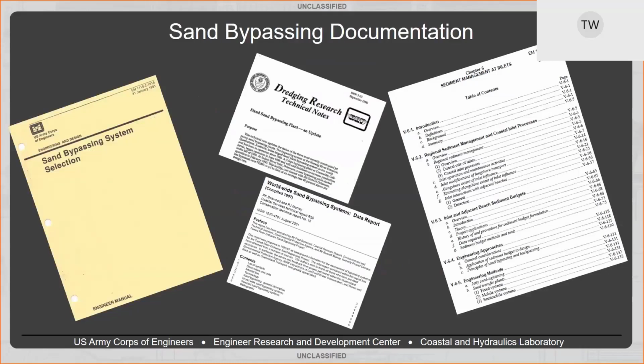So that's why SERP is preparing this technical report on sand bypassing, because we want to give the reader current information on what's being used in the U.S. as well as overseas.